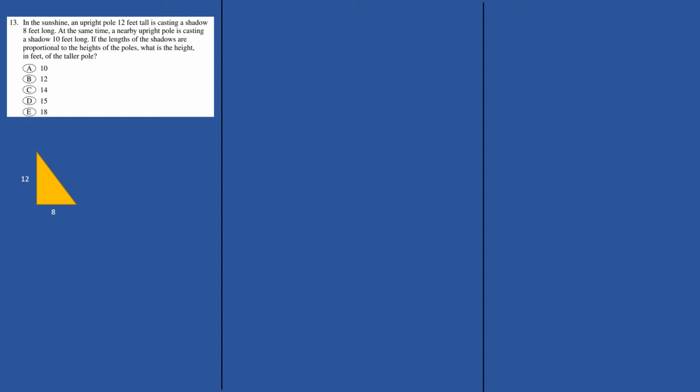We have a tall building, 12 feet tall, and the shadow is 8 feet. And there is another similar pole, an upright pole, which casts a shadow of 10. So we have got two similar triangles. Using the similar triangle property, I get x on 10 is 12 by 8. So you can solve for x, and x will be 15, and the answer is D.